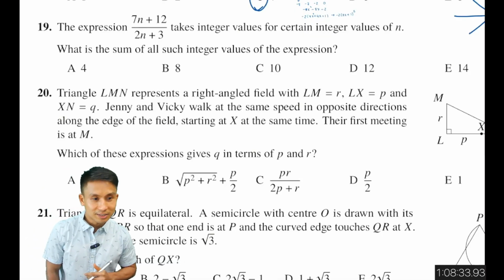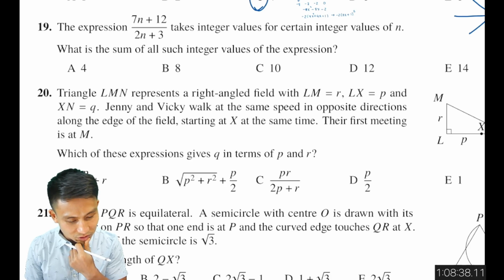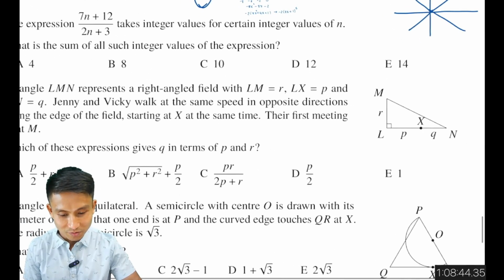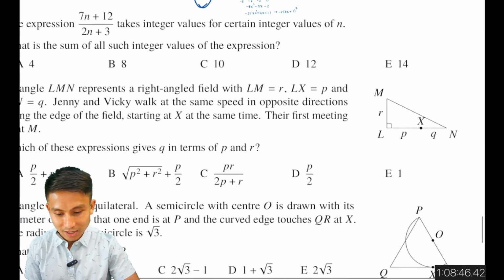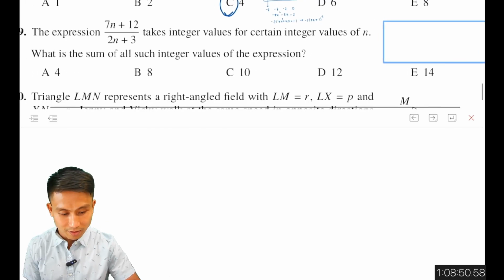19, the expression (7n + 12)/(2n + 3) takes integer values for certain integer values of n. What is the sum of all such integer values of the expression? Okay, probably need some space for this one. Delete that and put this thing here around here. Okay, right.